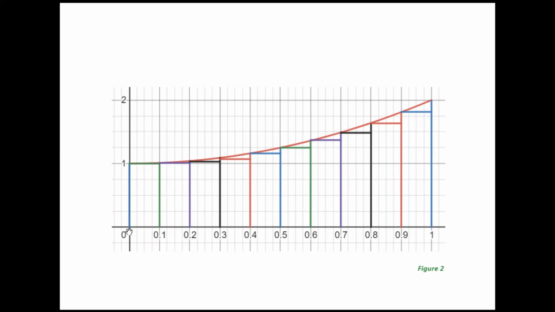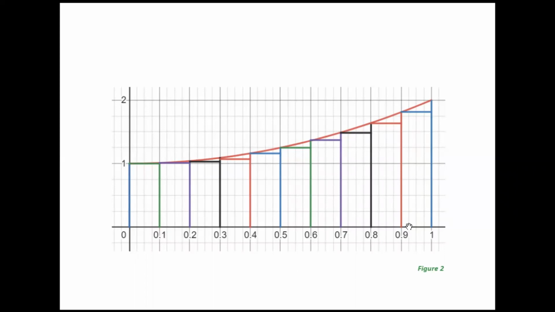Now, its height is f of 0, which is 1, and its width is 0.1. So the area of this rectangle is 1 times 0.1. That's the area of that rectangle. Now, likewise, this rectangle has a width of 0.1 also. In fact, all of them have a width of 0.1. The height of the second rectangle is f of 0.1. The height of the third rectangle is f of 0.2, f of 0.3, and so on.